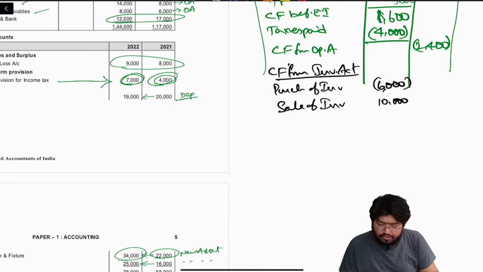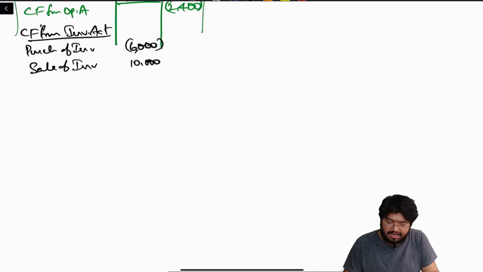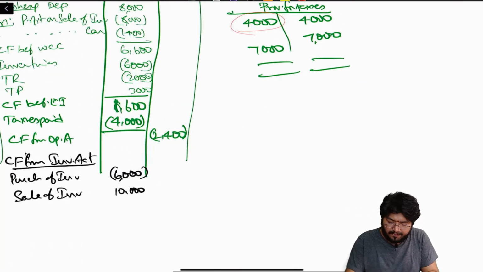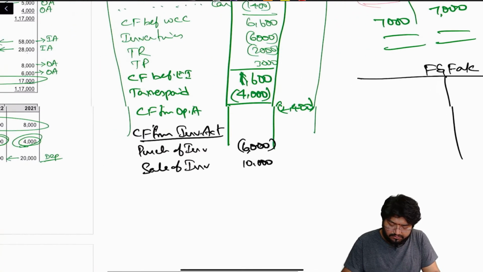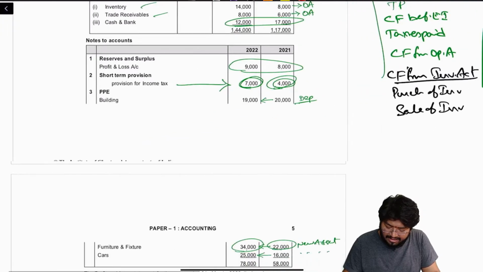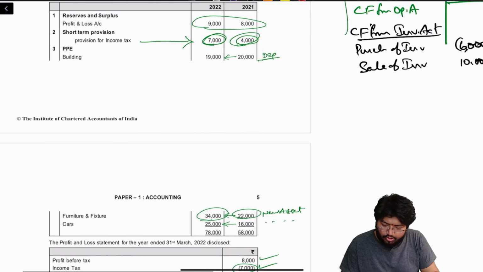And then what else do we have there? You have some furniture and fixtures. Let's prepare an account for furniture and fixtures. Opening balance is how much? Opening balance is 22,000.